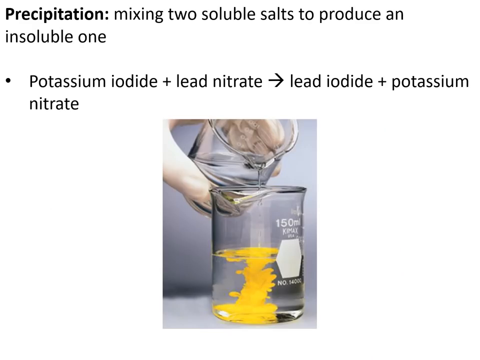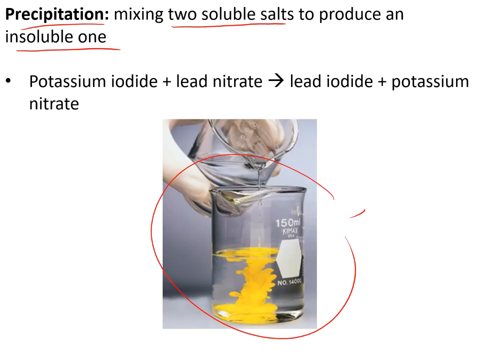Now, a precipitation reaction is one in which mixing two soluble salts produces an insoluble one. You can always tell a precipitation reaction because it goes cloudy. For example, potassium iodide and lead nitrate makes lead iodide and potassium nitrate. Lead iodide, you can actually see, is the bright yellow stuff being made here. So that is our precipitate.